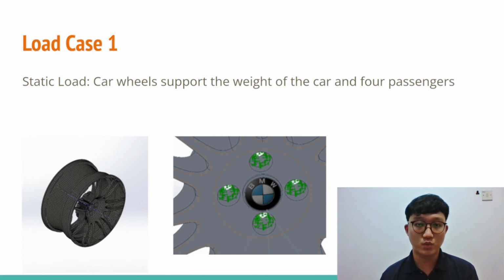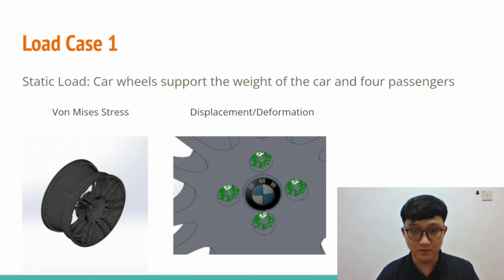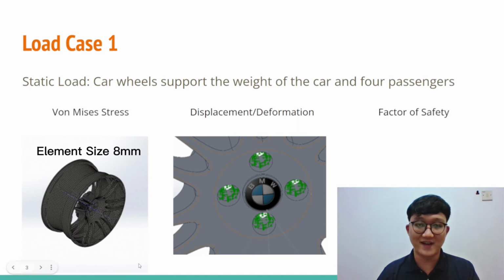Hi, my name is Mong Sin Jing, and in this section I'm going to present load case 1. Load case 1 is a static load case where we are going to determine how well the car wheels can support the weight of the car and 4 passengers. We are going to study the effect on the rim based on 3 parameters. Number 1, the von Mises stress. Number 2, the displacement and deformation of the rim. And lastly, the factor of safety of the rim design.